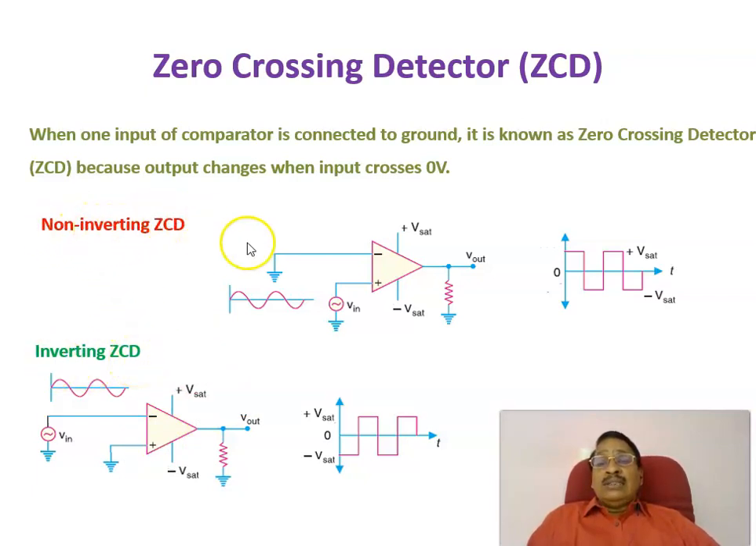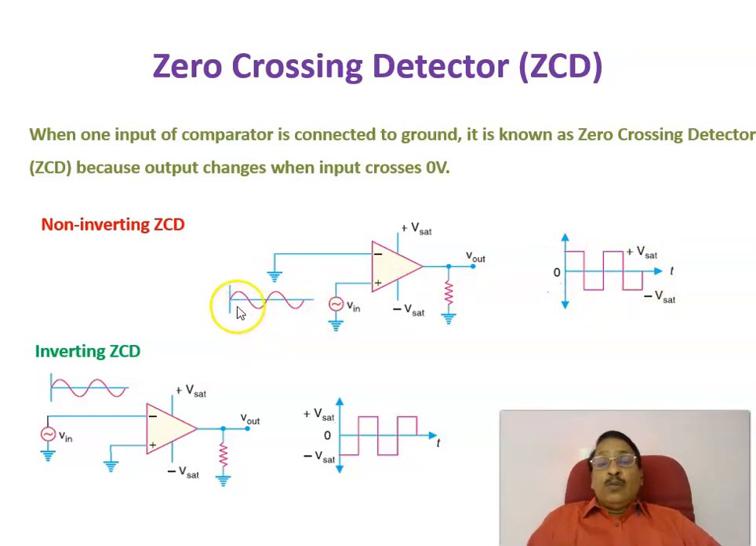Coming to the non-inverting zero crossing detector, you are giving the input signal to the non-inverting input and the inverting input is grounded. In this case, the same rule you can apply, the non-inverting comparator configuration. If Vi is more than V reference, the output is equal to plus V sat. If Vi is less than V reference, the output is equal to minus V sat. Therefore, applying the same thing here, during the positive half cycle of the input you will be getting plus V sat, and during the negative half cycle you will be getting minus V sat.